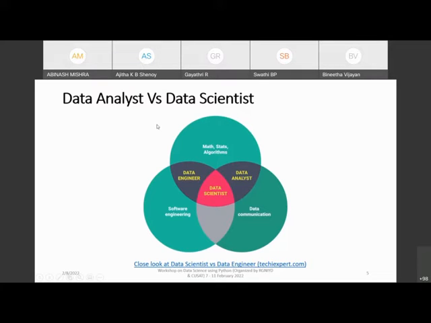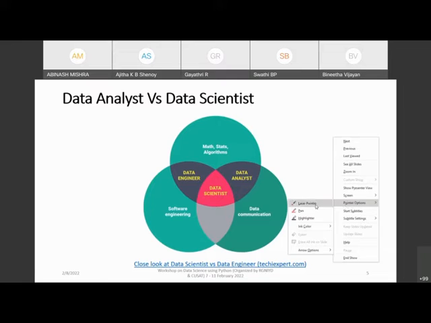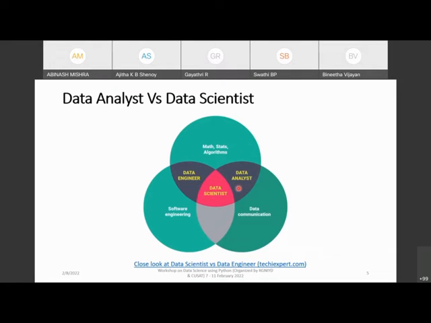So see this diagram. In this diagram you can see that there are... can you see the pointers? Yes, sir. Okay. See, there are 3 domains here. One is mathematics, statistics, and algorithm. Another one is data communication, and third one is software engineering.